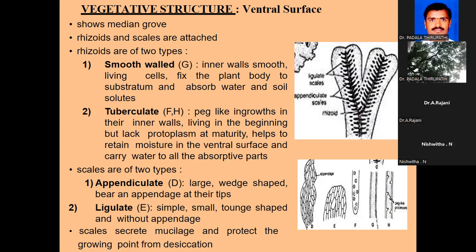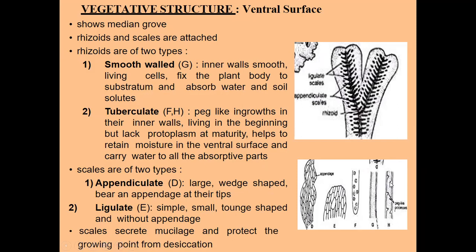Now, in Marchantia, there is one more important point here. We are going to find two different types of rhizoids. One is called a smooth-walled rhizoid. Here you can see these are the smooth-walled rhizoids, which are just like tubes. But here, when you observe this, these are called tuberculate. That means inside this rhizoid, you can see some outgrowths, these peg-like outgrowths. So these are called tuberculate rhizoids, and these are the smooth-walled rhizoids.